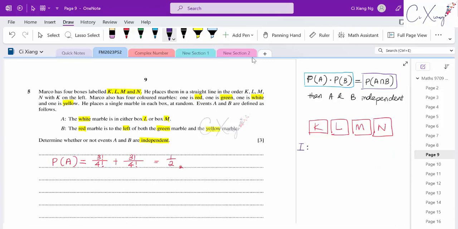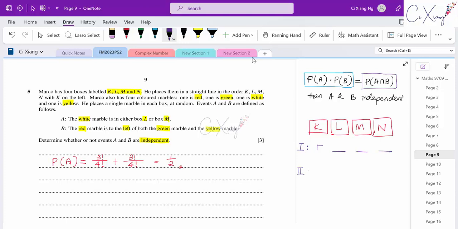Now we consider the probability for event B. If I fix my red color here, then definitely no matter how I arrange the other remaining colors, the green and yellow will be on the right of the red marble, because the question defines it as red is to the left of both green and yellow. So if I put red at the first box on the left hand side, no matter how we arrange all the other marbles in the remaining boxes, the red is always on the left of green and yellow. So this is the first case.